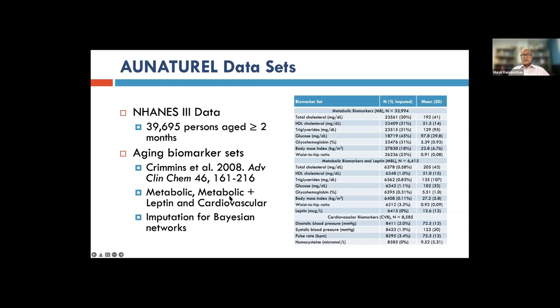We also had another data set that was available to us called the metabolic plus leptin, because this was the same metabolic biomarkers, but also leptin, because leptin emerged as an important metabolic factor later during the study, and it was collected in a subset of NHANES. So we analyzed it separately because we had very small sample sizes for leptin. So you can see this data set is about 6,400 individuals. This is 33,000. And we also looked at cardiovascular biomarkers because this was a subset of biomarkers that were identified as an important cluster in aging by Crimmins.